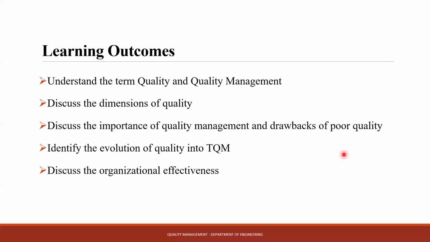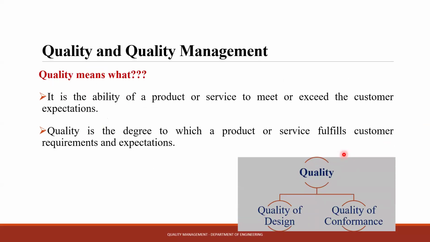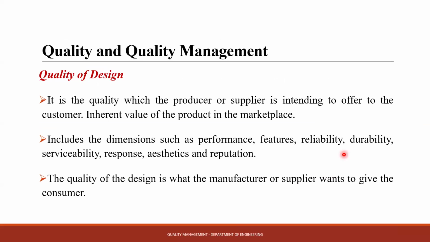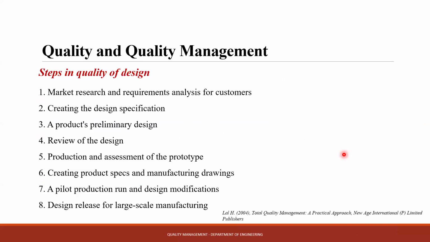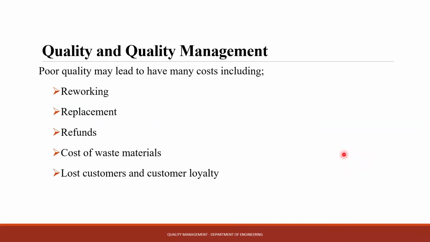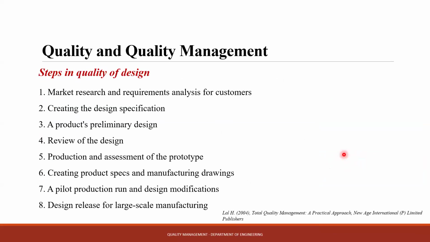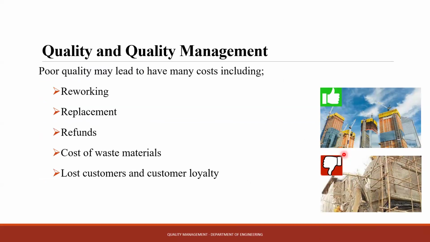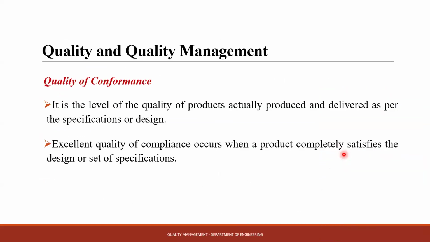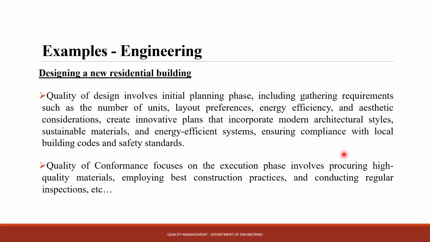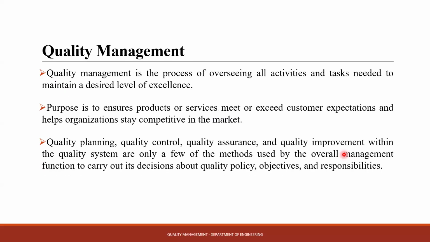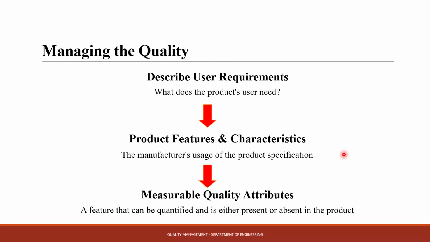we had a look at quality itself, and then we mainly identified the quality of design and the quality of conformance. Under quality of design, we identified 8 steps, right? And we discussed the consequences of poor quality, and then the quality of conformance. Then we moved to quality management, and we discussed a few things about total quality management as well.